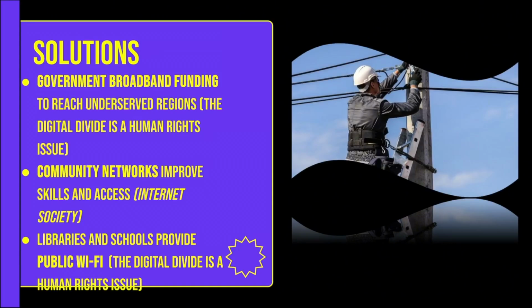There are many things we can do to close the digital divide. Some governments invest in expanding broadband to rural areas and creating affordable internet plans for low-income households. Libraries and schools can also provide free Wi-Fi and training. One really promising idea is community networks, where the people who live in a community help build and run their own internet service. These solutions increase access, improve skills, and give communities more control over their digital futures.